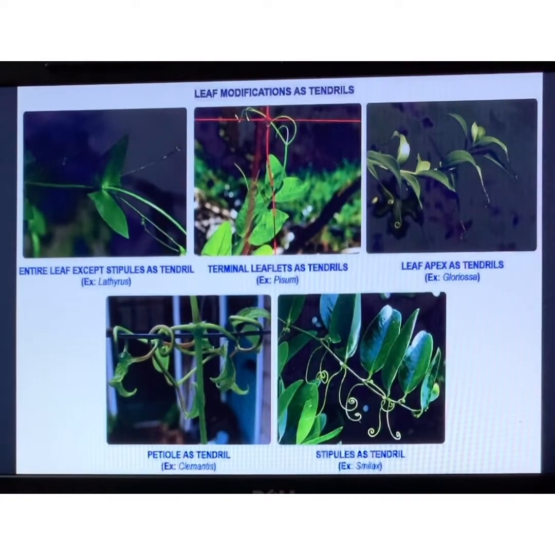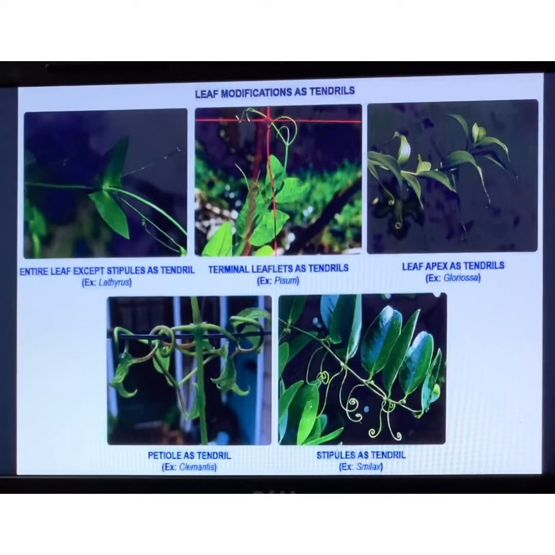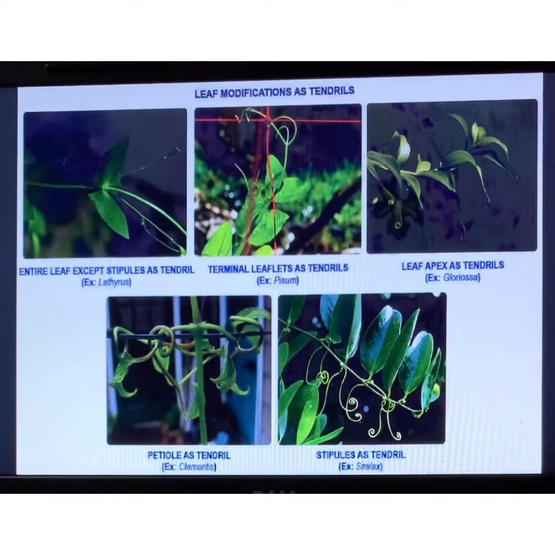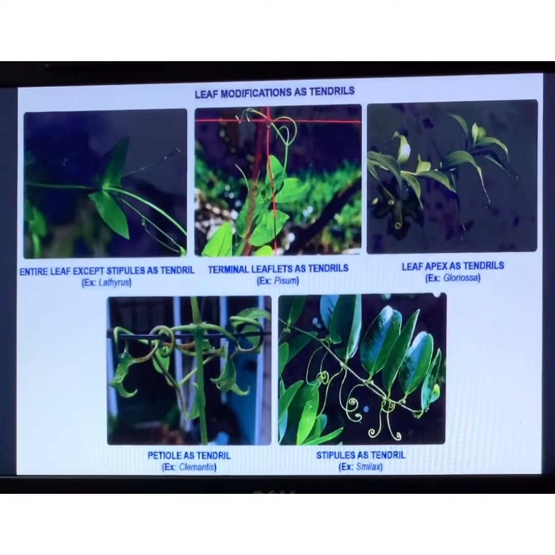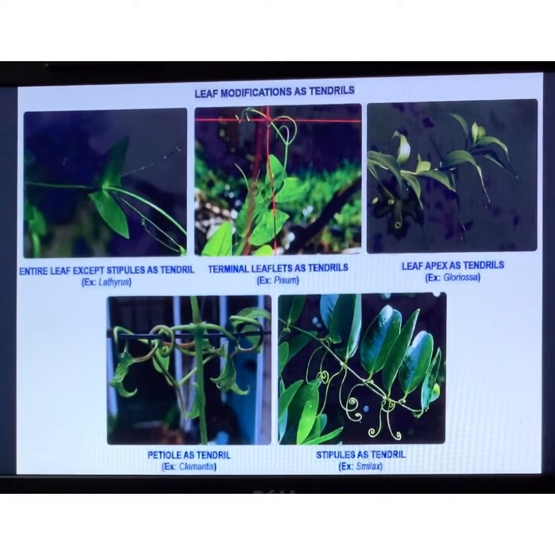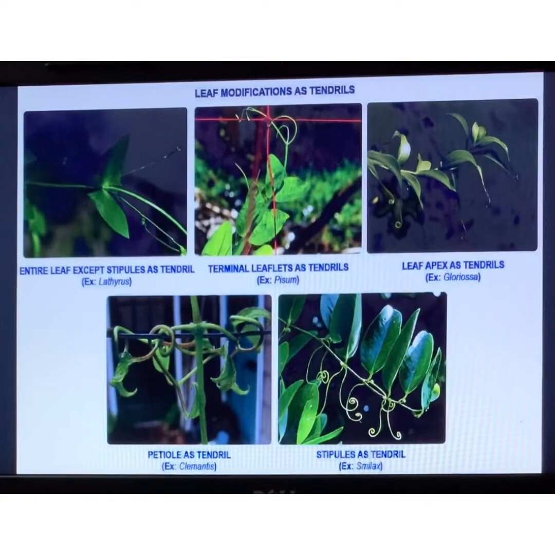I hope this is simple enough to understand, and you can also see it around in nature. Once you come back to school, I'll definitely show you. We have creepers growing in our school campus, lovely creepers where you can see the tendril structure clearly. But till then, I hope you understand what tendrils are and how they help plants to grow by providing the needed support. You can see the stems are very thin, and they cannot bear the weight of the plant, so they take the support of the tendrils.